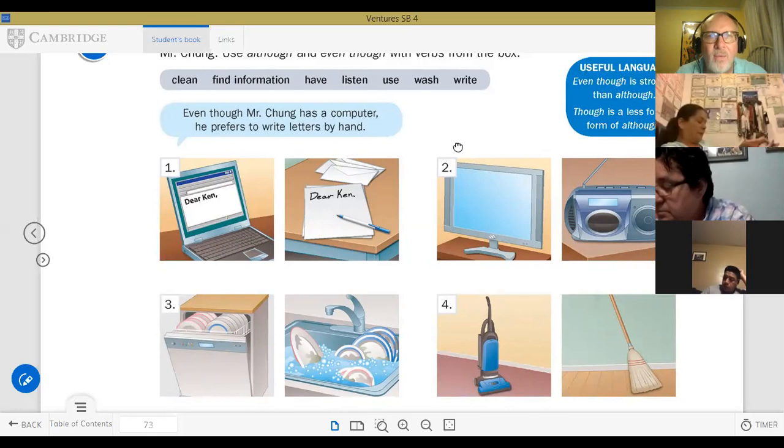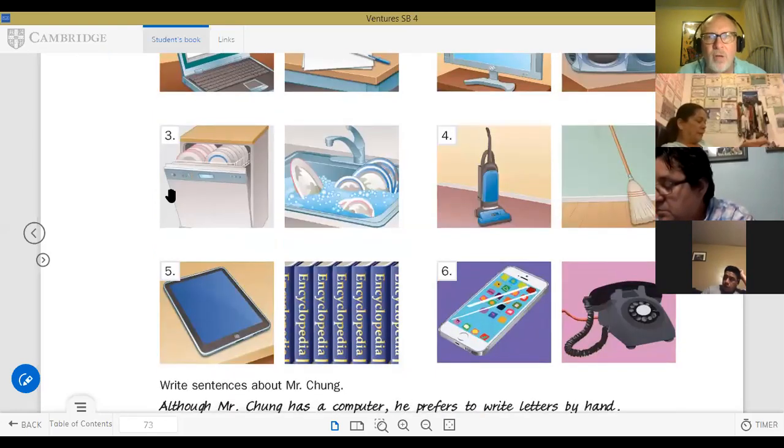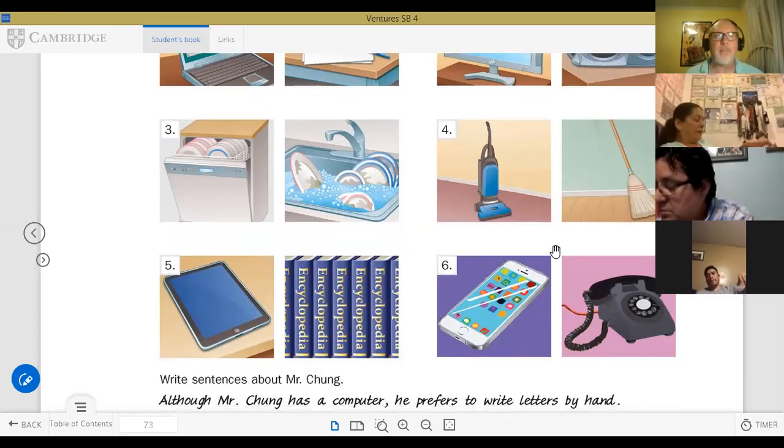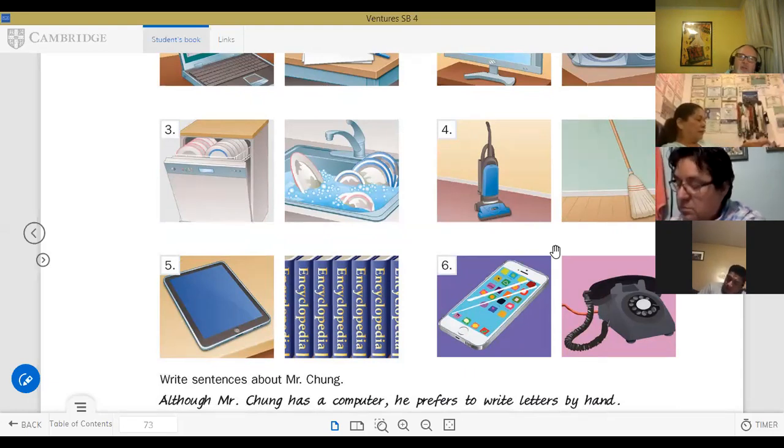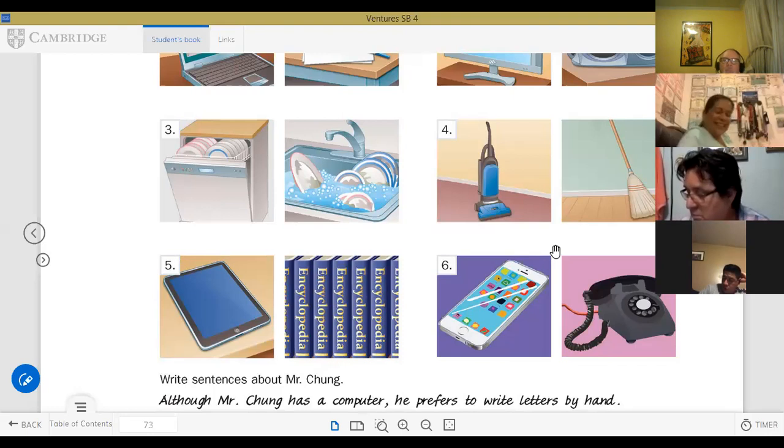Okay. What about number 3? We got the dishwasher and doing the dishes in the sink. All right. So what can we say? Even though he has a dishwasher, nice dishwasher, he prefers to wash his dishes in the sink, or we could say to wash the dishes by hand. You prefer to wash them by hand? Yes. You know they're clean then, right? Yes. All right.